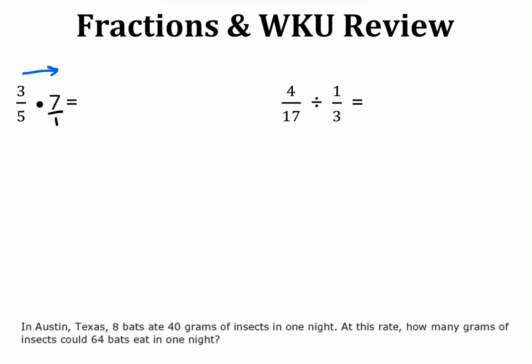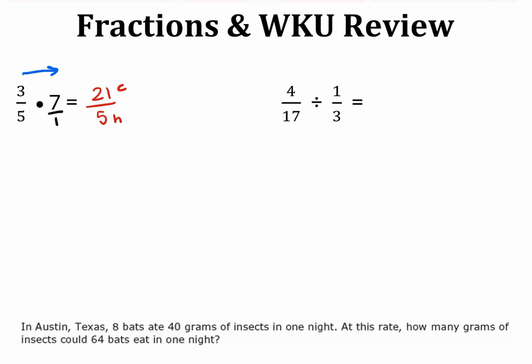And then I just multiply across. So 3 times 7 is 21. 5 times 1 is 5. Now, notice this is improper. So technically, we could divide, and that would turn that into a decimal because 5 does not go into 21 perfectly. But for the sake of the video, I am going to just stop right there because top times top, bottom times bottom.